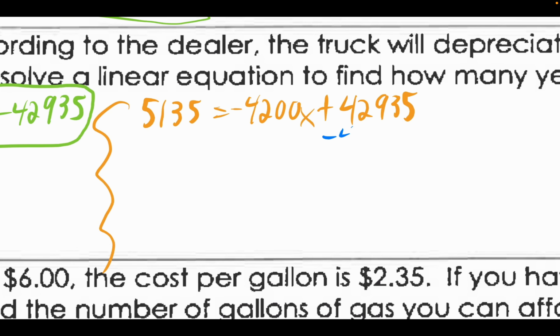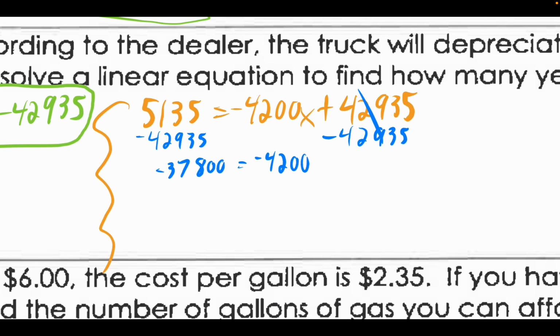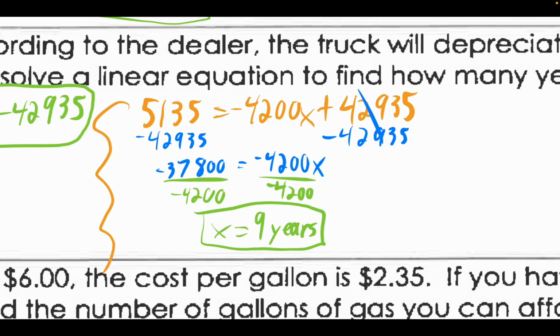So I'm going to subtract 42,935, and I'm going to get a negative 37,800 equals negative 4,200x. So now if I divide both sides by the negative 4,200 to get x by itself, I find x to equal, not money, but rather in years, 9 years that it will take to depreciate to that value of $5,135.